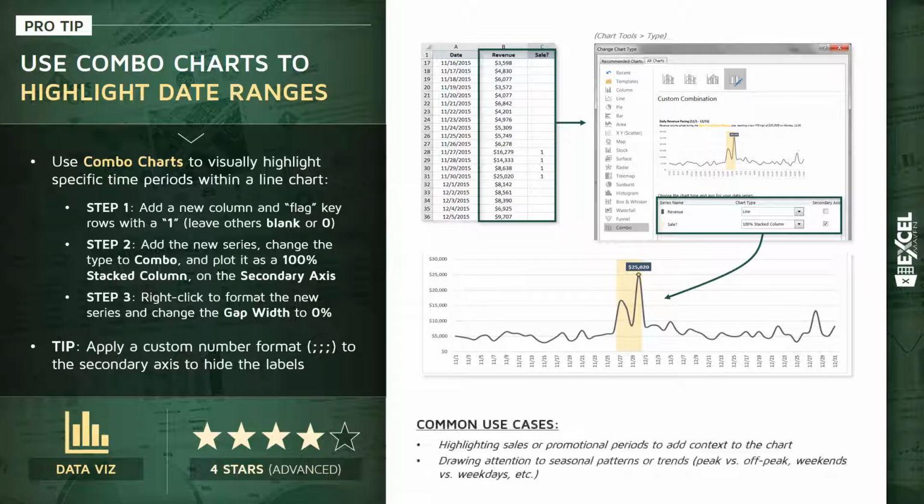As for common use cases, the most common one, like we're showing here, is highlighting things like sales or promotional periods to help add extra context to the numbers shown in the chart. It's also good for drawing attention to other patterns like seasonality or certain trends like peak versus off-peak periods, or maybe weekends versus weekdays. These are all great examples of how this tip can come into play. So let's jump into our pro tip workbook and actually practice building one of these combo charts.